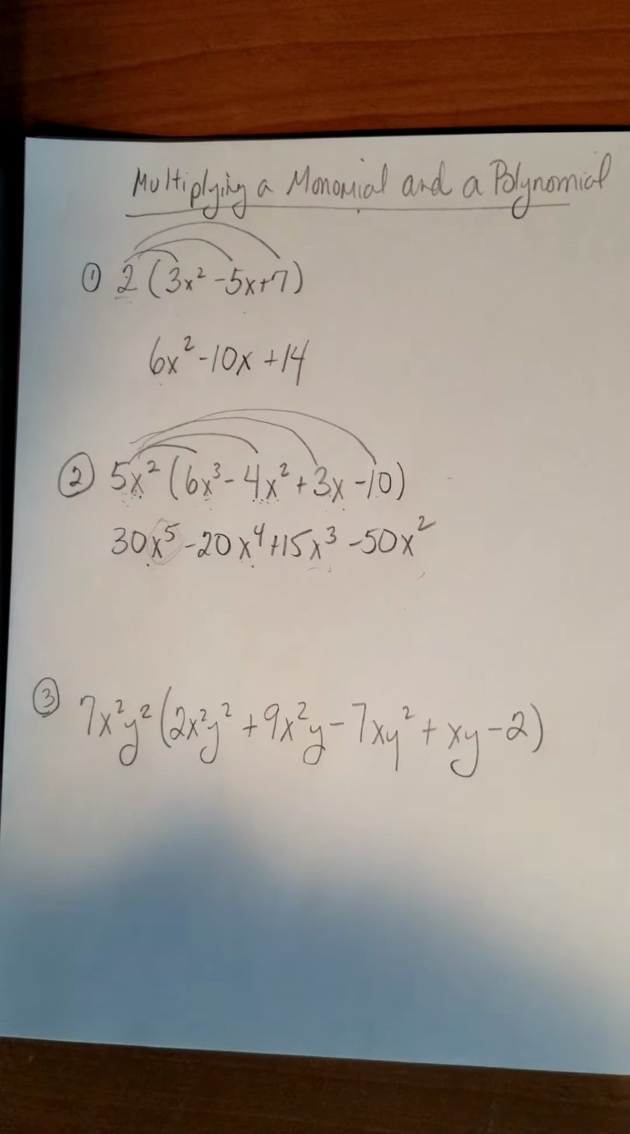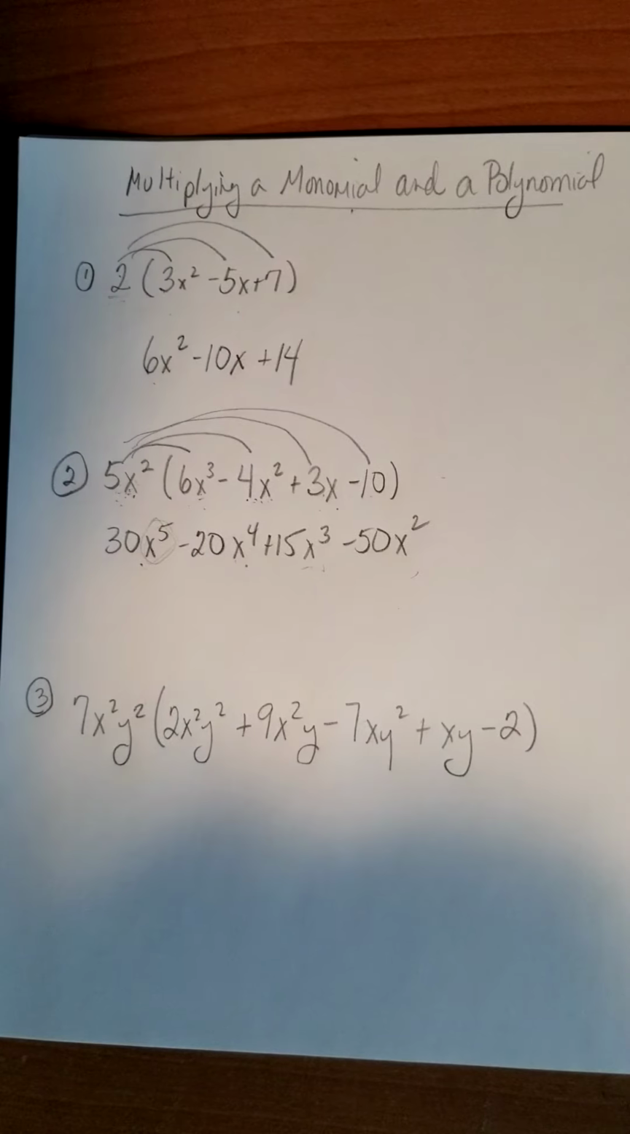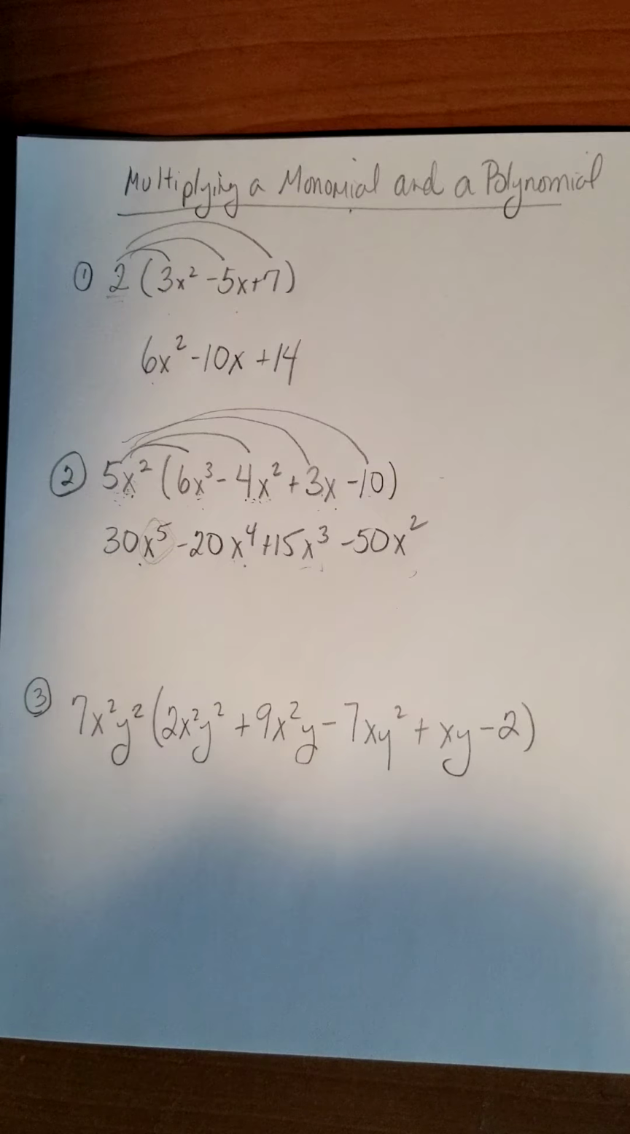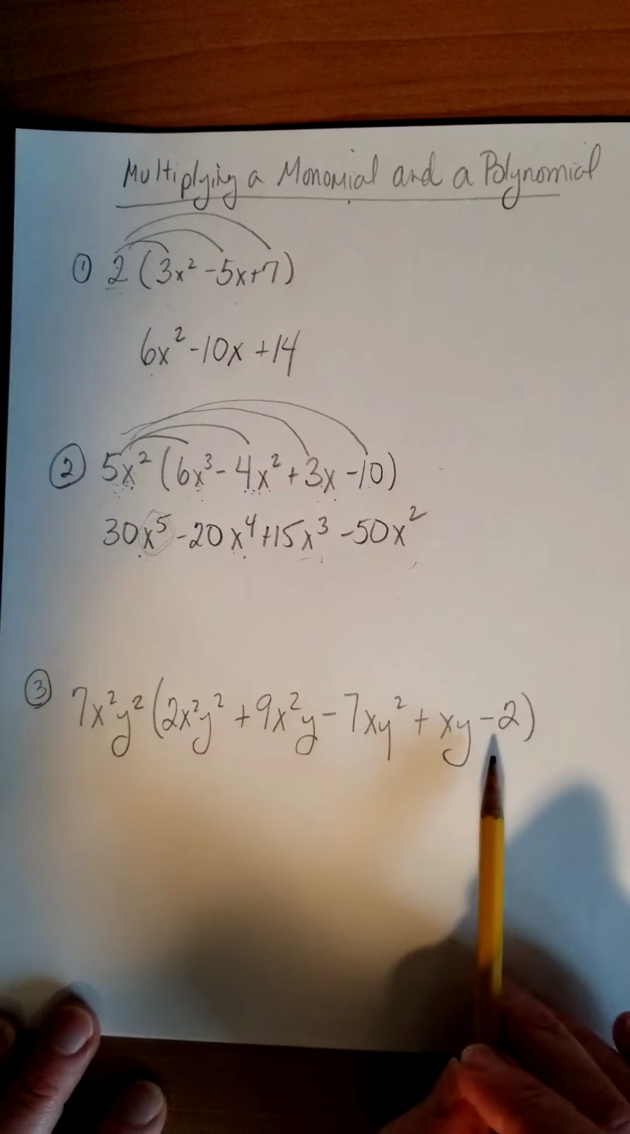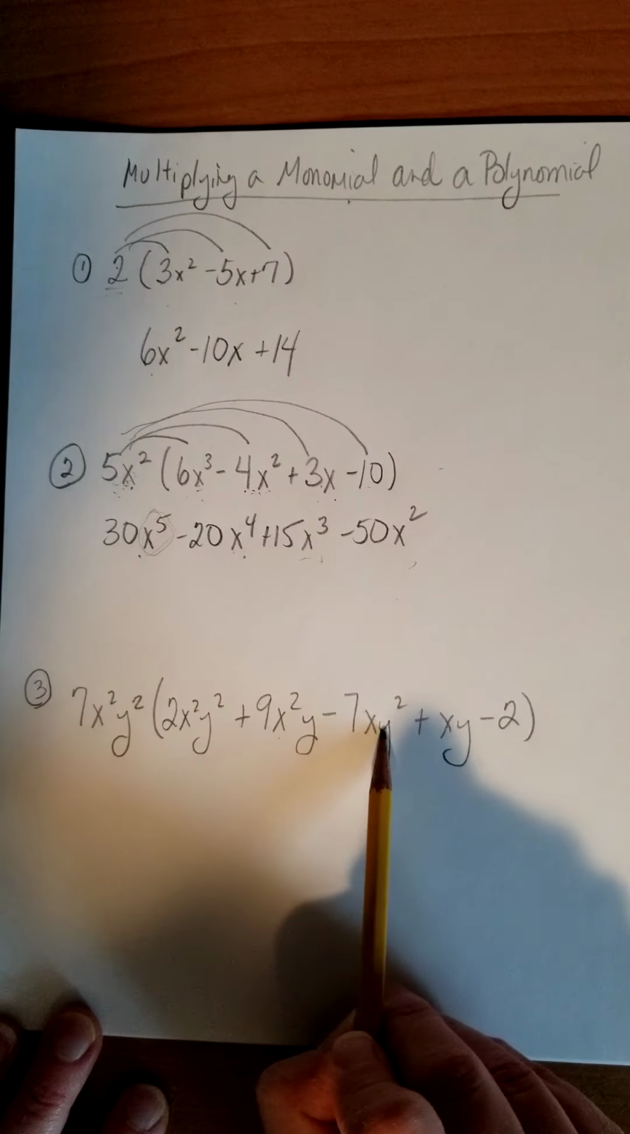It's kind of long. All of 1 through 3 should have been in your notebook. So you should have 7x squared y squared times the quantity 2x squared y squared plus 9x squared y minus 7xy squared plus xy minus 2. Nothing on the inside can be combined because none of the variable expressions are the same. X squared y and xy squared are not the same.